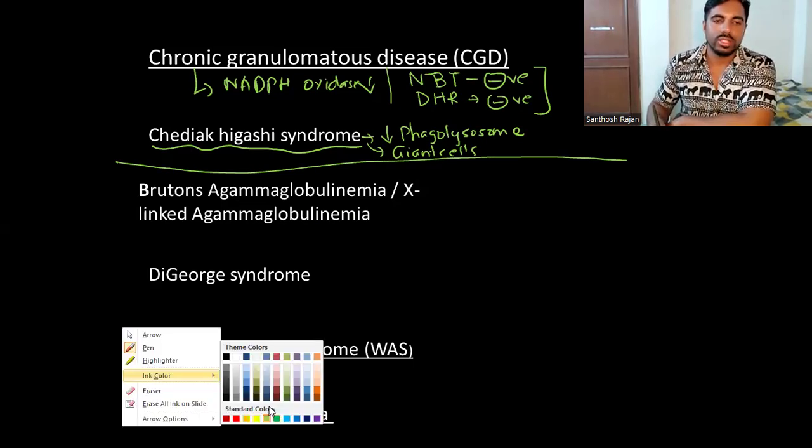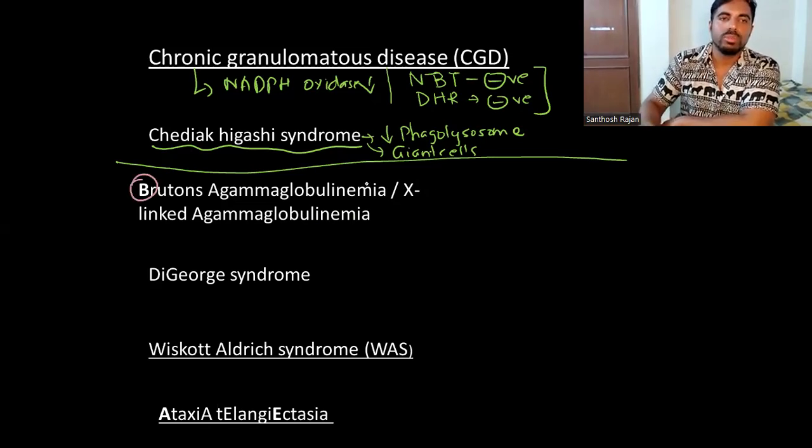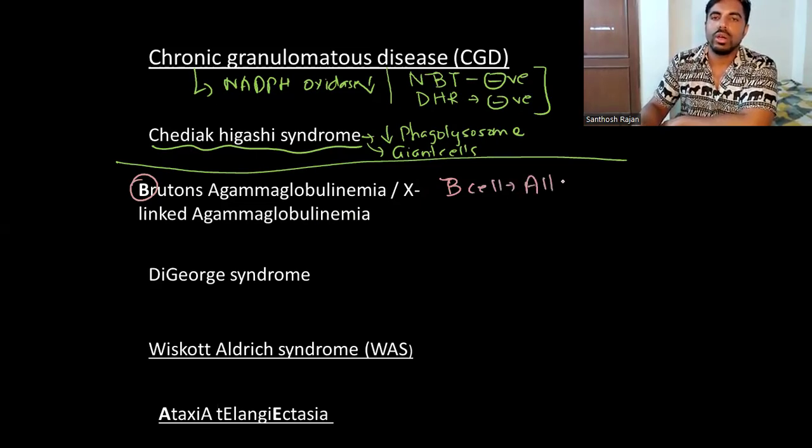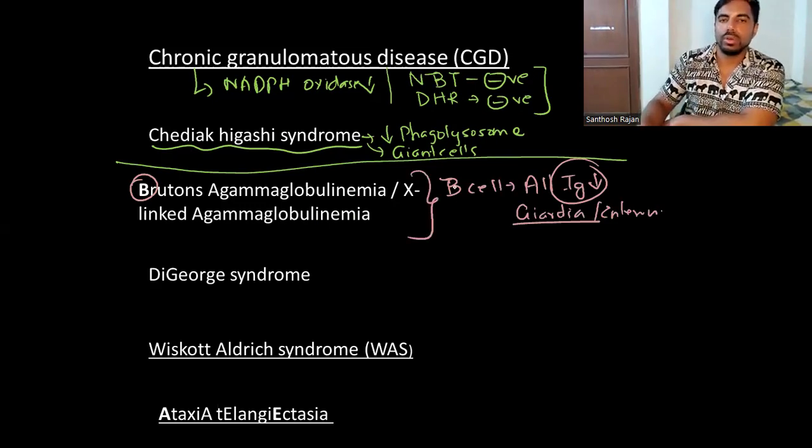Now for the other diseases, what about Bruton's? Bruton's is for B, so you have a B cell defect. In the B cell defect, all the immunoglobulins will go down. Whenever the B cell immunoglobulins go down, the characteristic infection is Giardia. If Giardia or enteroviruses come, you should think about X-linked or Bruton's agammaglobulinemia. B for B cell. All immunoglobulins go down.